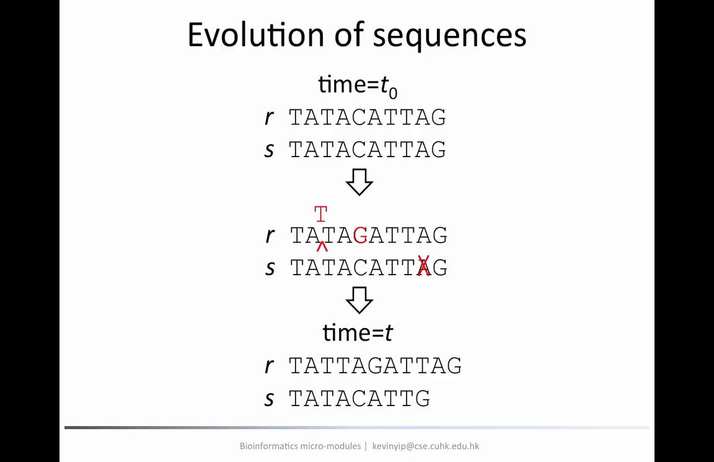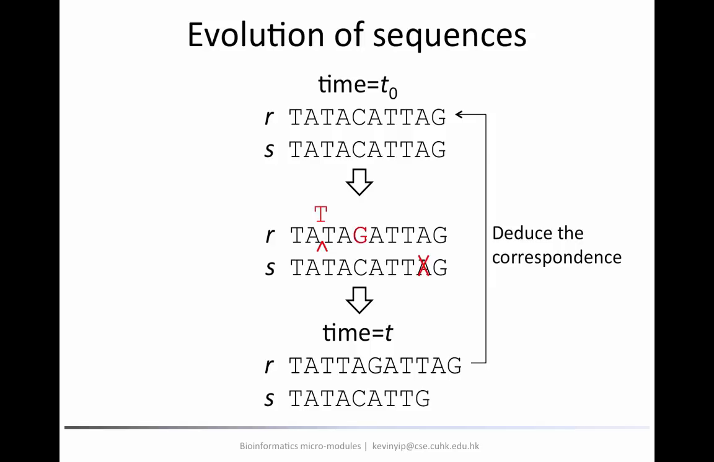So after a lot of time, when it comes to the current time, which we call T, you'll observe 2 sequences that are similar, but not exactly the same anymore. This is actually what we can observe right now. In reality, we'll never be able to observe the 2 sequences at time t0. So one thing that we want to know is the correspondence of the nucleotides in the final 2 sequences. So we want to deduce their correspondence based on the current sequences.